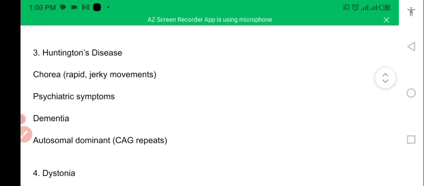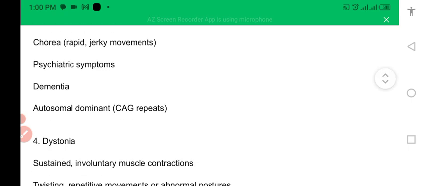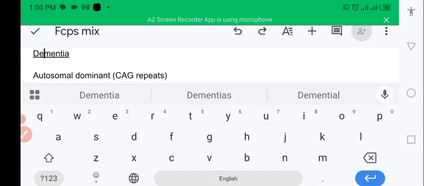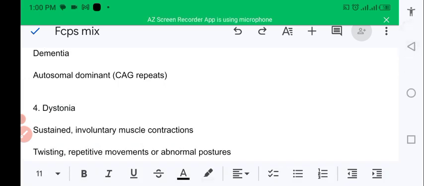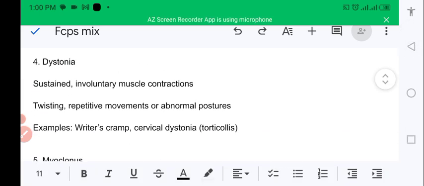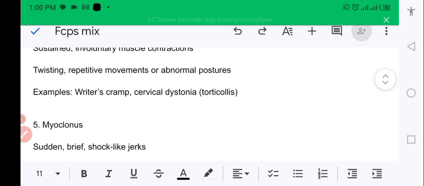Next one is Huntington disease. In Huntington disease, there will be chorea, jerky movement, and psychiatric symptoms with dementia and dystonia. In dystonia, what happens? There is a sustained involuntary movement. Twisting, repeated movement, and cervical dystonia is also present. That is called torticollis.